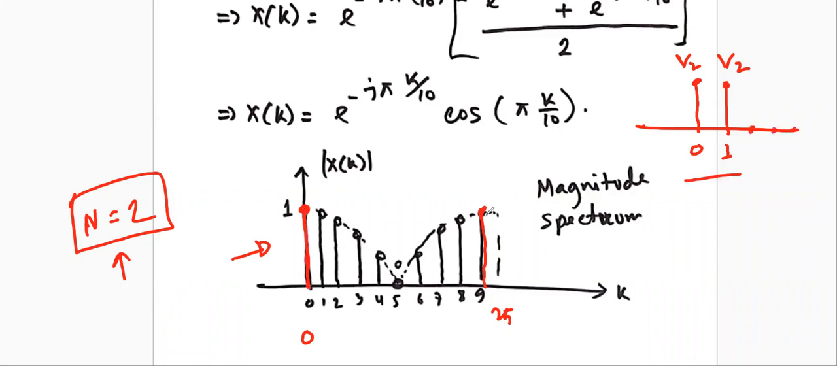You are getting only these 2 stems, and it will basically confuse the researcher whether this is a low pass or high pass or band pass. You never know. So that's why it is very important to extend this signal x[n] with some zeros, padding zeros. If you improve this with N equals 20, what happens? We have taken it for N equals 10.